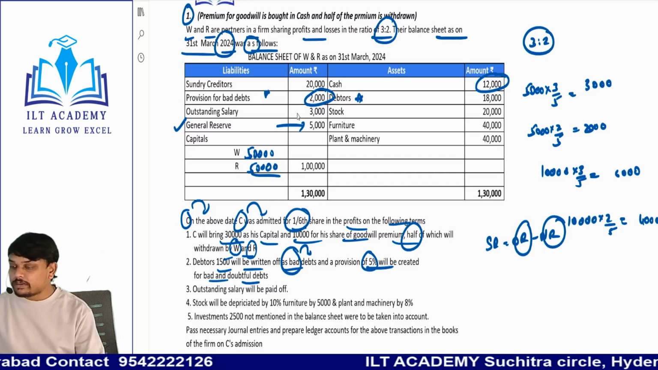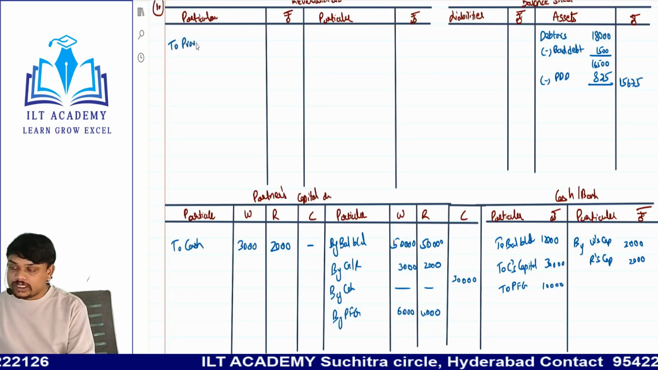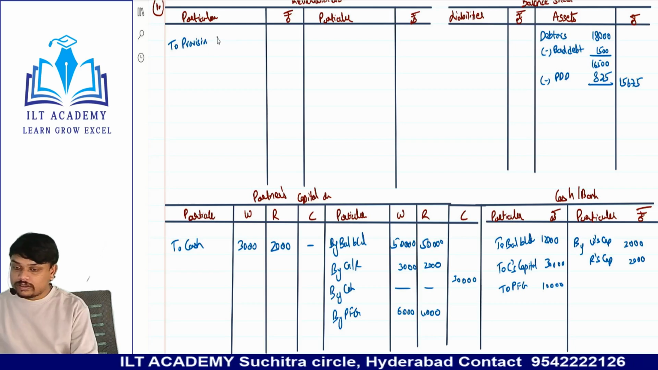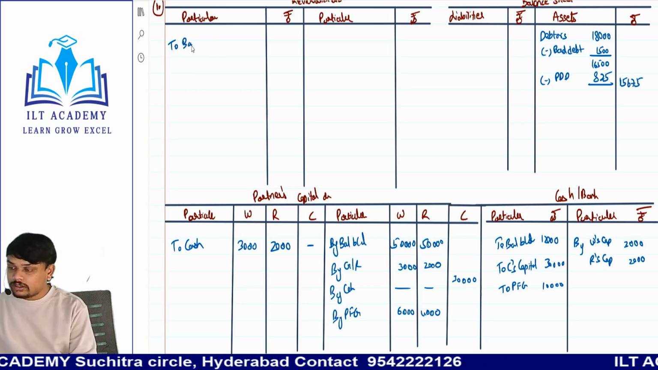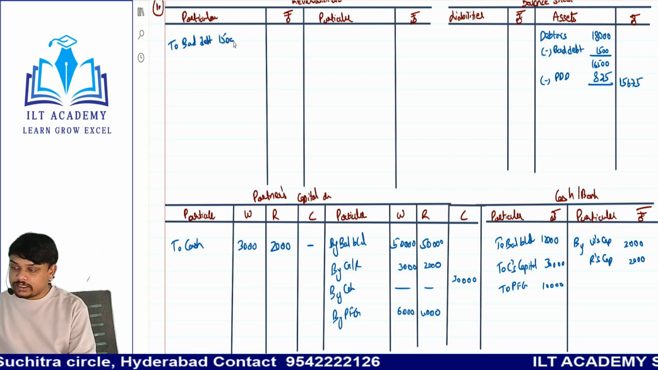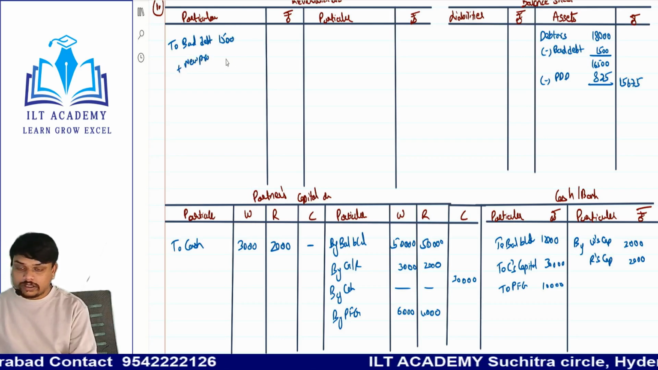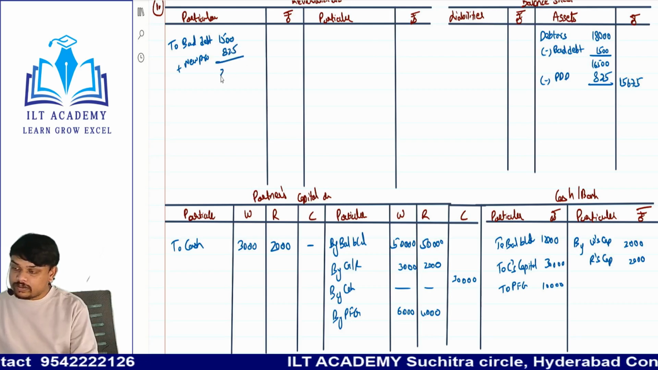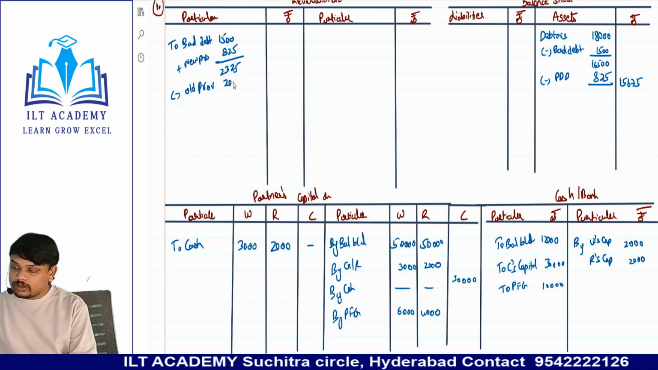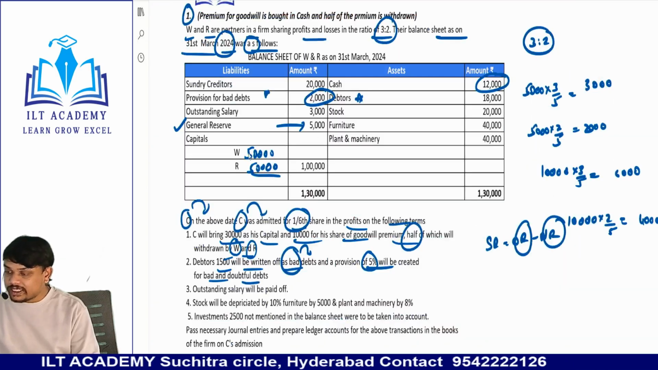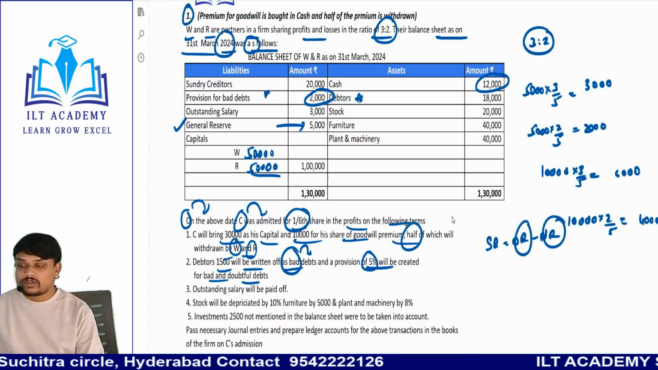Now there is already a provision of 2,000. From that provision, 1,500 will be written off as bad debt. Existing provision to new bad debts 1,500. Add the new provision 825, which will be 2,325. Out of that, the old provision 2,000 should be subtracted. So the net loss is how much? 325. This is how we need to do it.